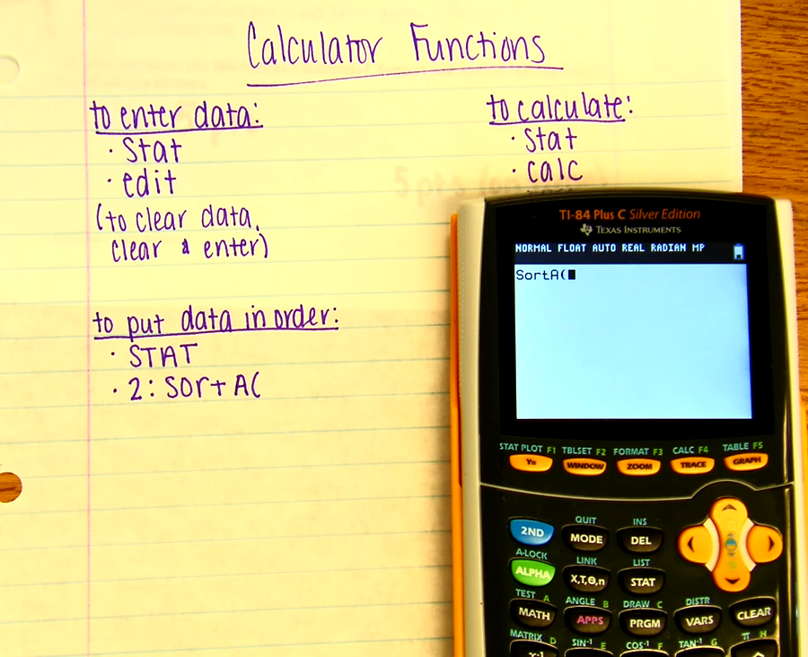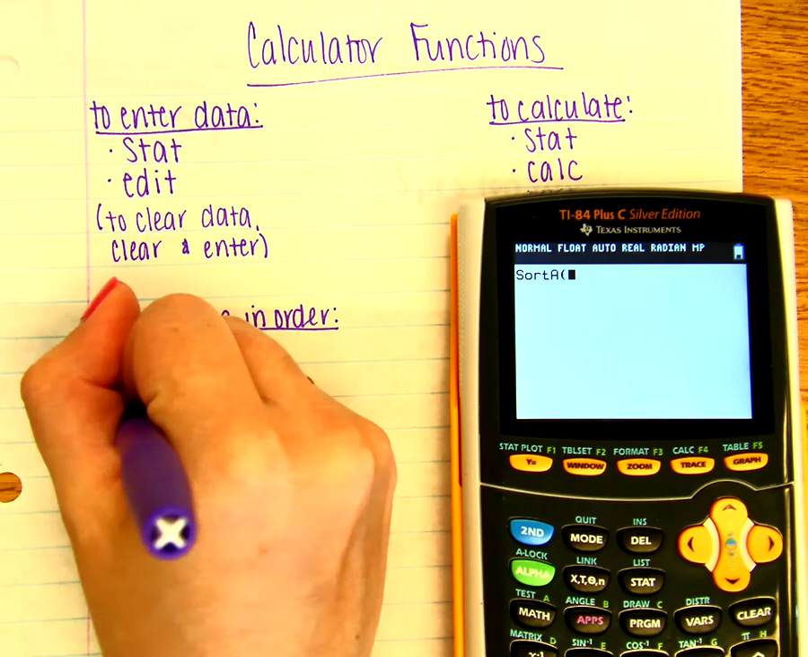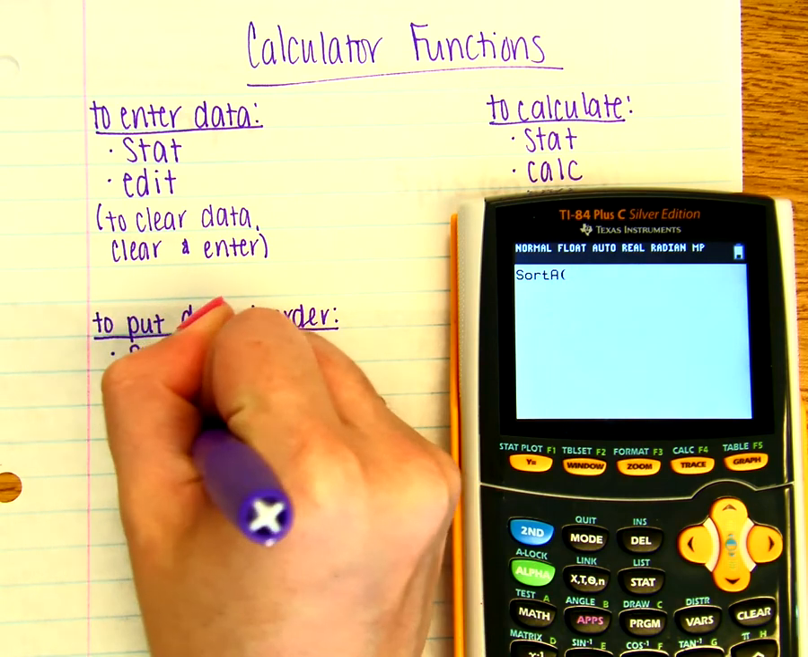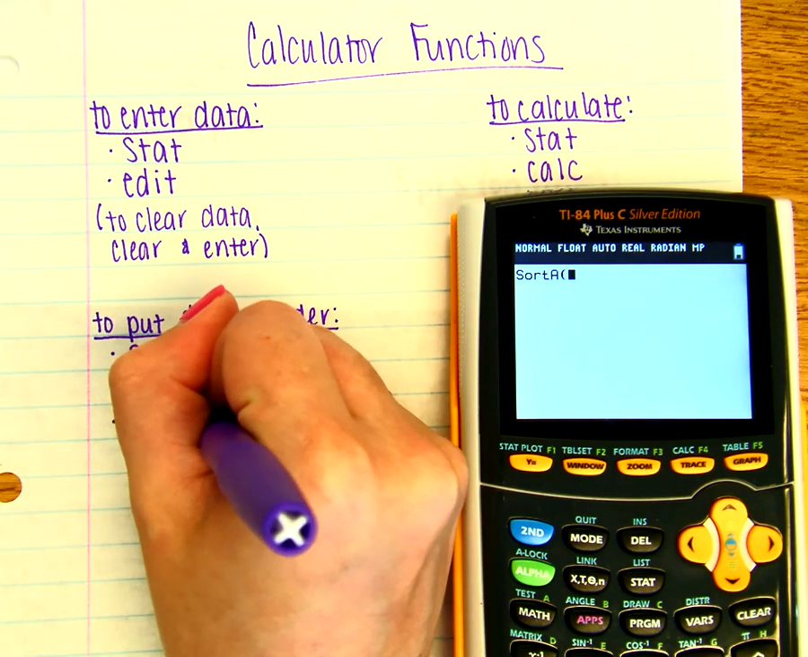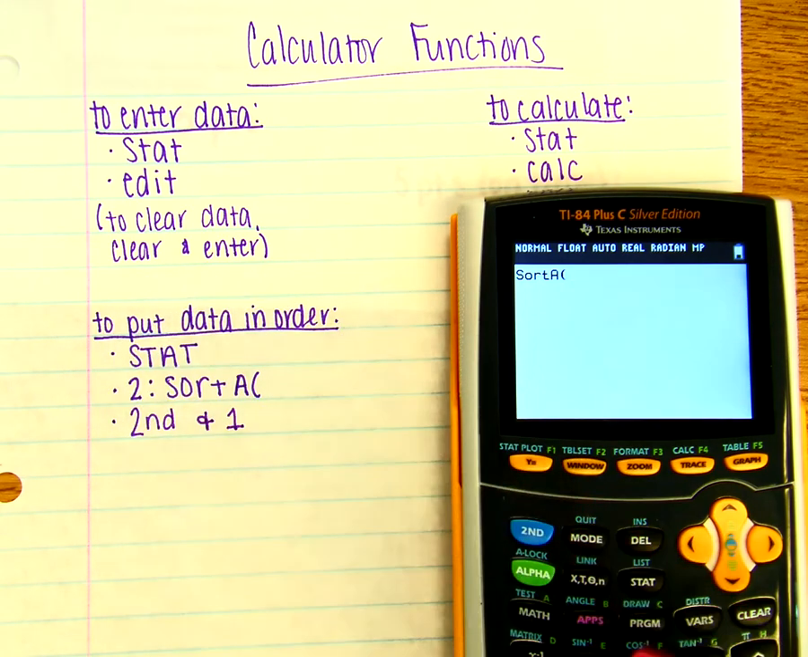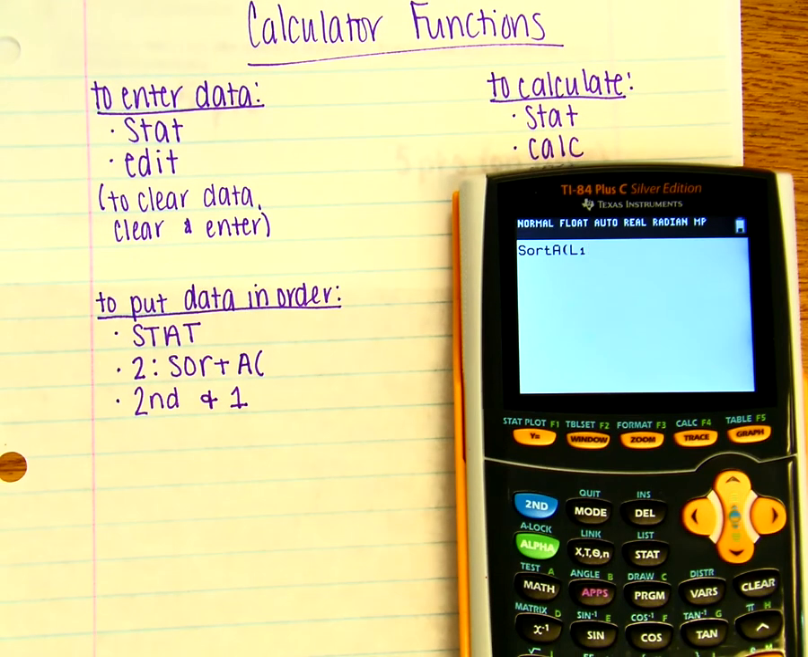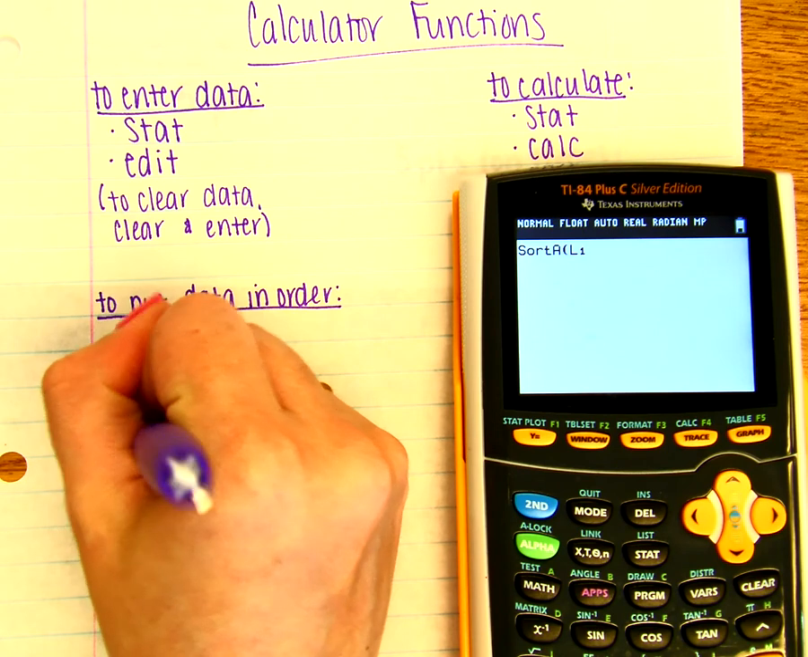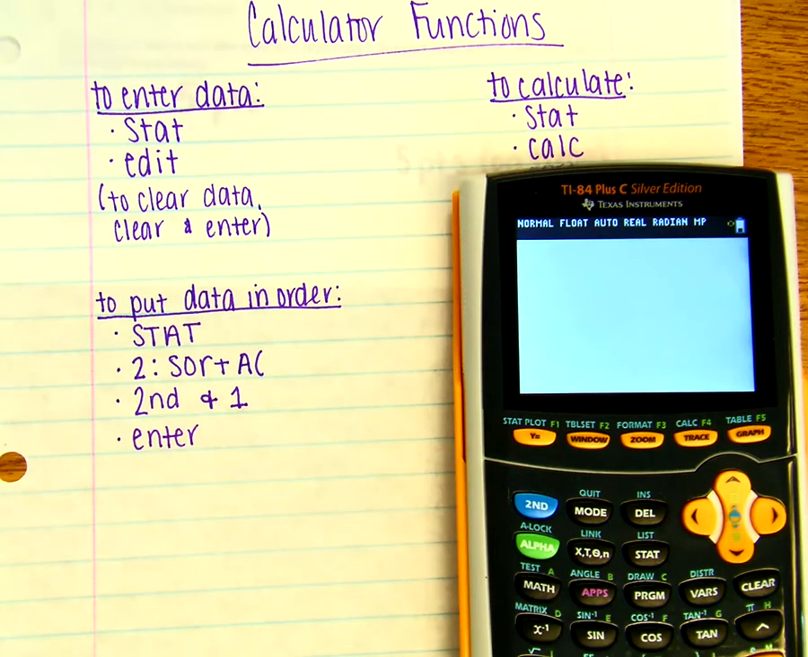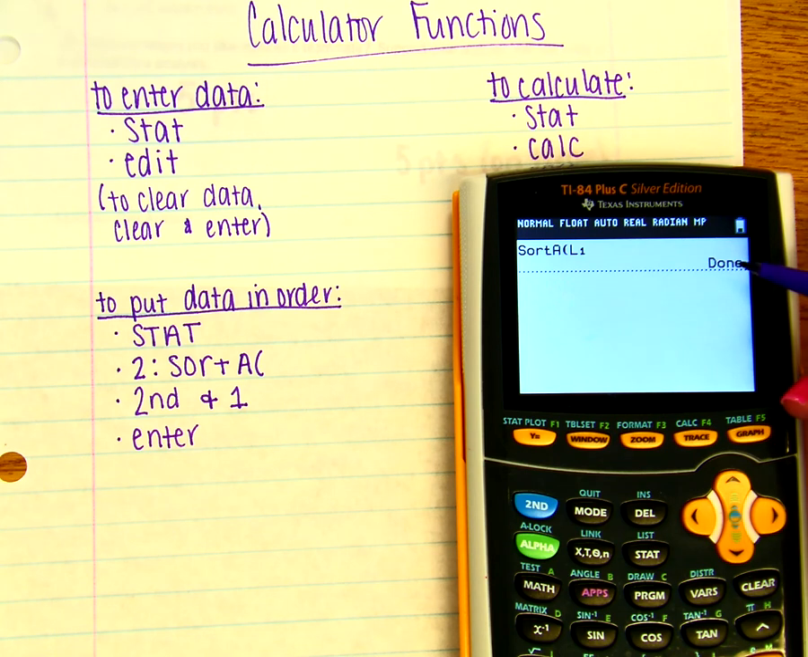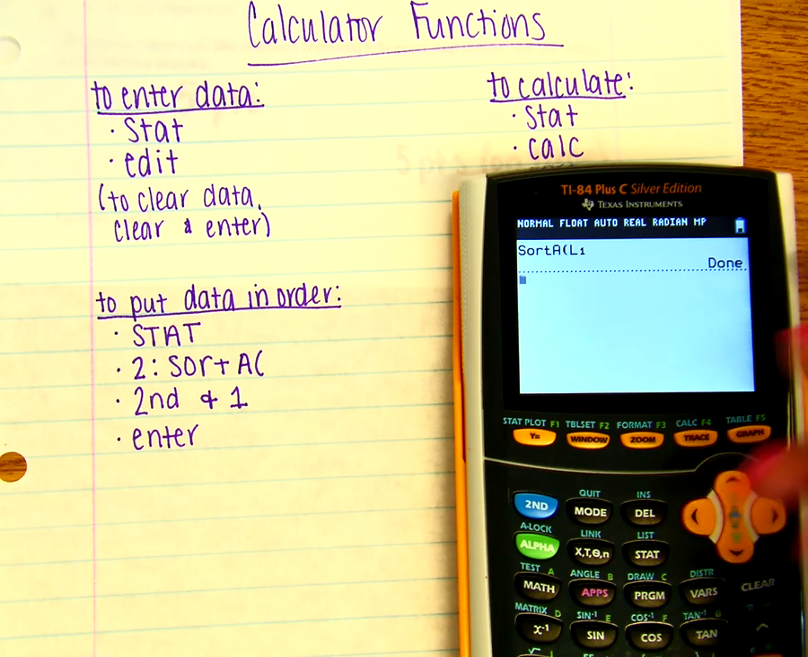Hit enter. And we're going to press second and the number 1. So second and the number 1, and it's going to bring up L1 into our screen here, and we're going to press enter again. And it's going to tell us done. So it's going to tell us that they've done it, they've sorted it, they've put it in numerical order.